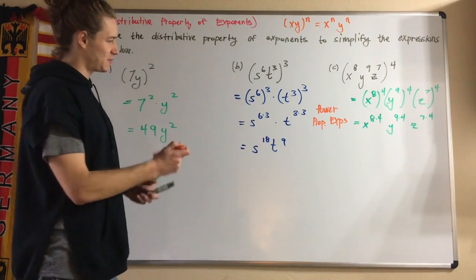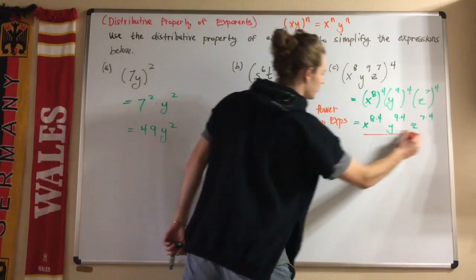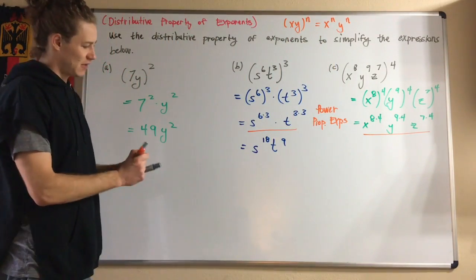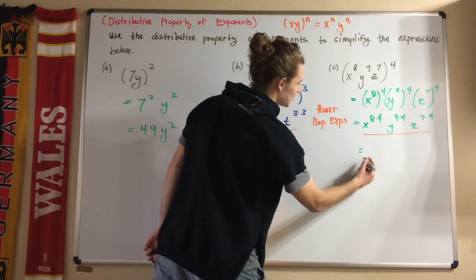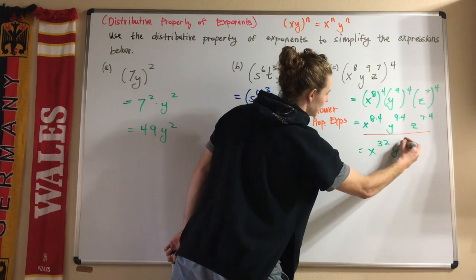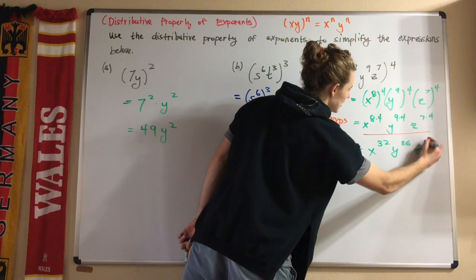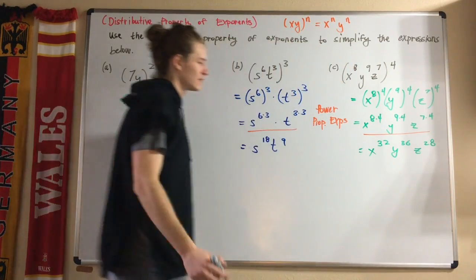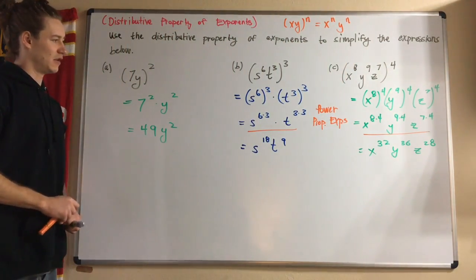So, see that this power property of exponents applies to both these lines. That's how we were able to make both those moves. Simplifying these exponents, we can write this as x to the 32, y to the 36, and z to the 28. And that will be our final solution there.